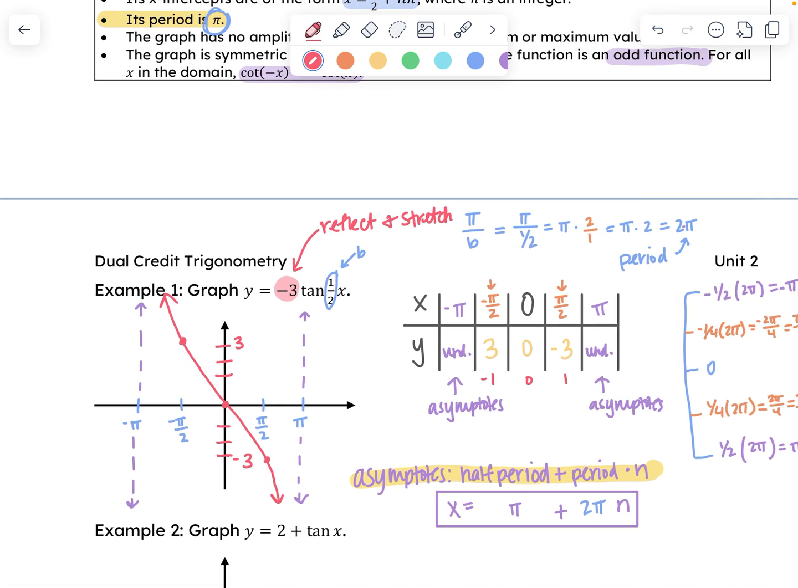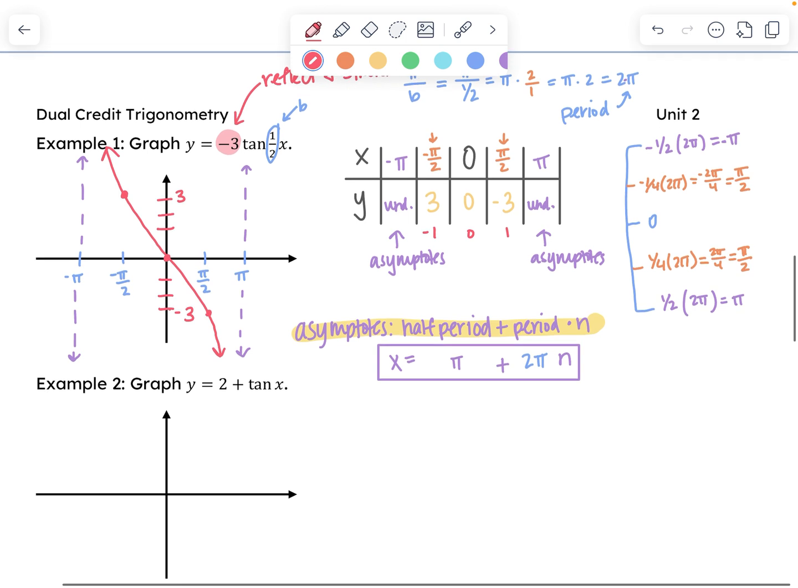Okay, let's look at another one. And you'll notice there is something a little bit different about this equation. I'm throwing in another transformation. What happens when we add or subtract things outside of our function? You should remember from algebra that that means we are going to be shifting up or down. And in this case, since I'm adding 2, that means I'm going to be shifting up 2.